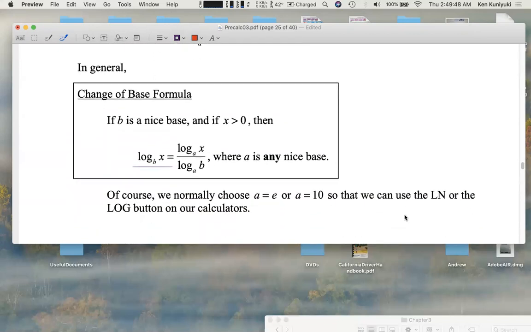All right. Now, of course, our calculators usually have natural logs and common logs, so we're going to tend to use log base e, or natural log, or log base 10, or common log, since we can easily compute those on our calculators. But in principle, we could use log base 5 or whatever. In fact, if you have something like log base 25 of 125, it turns out that if you use log base 5, it's easier to work this thing out.